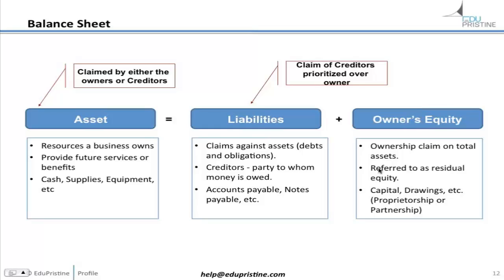But the two must be the same. So the assets must equal the liabilities and the owner's equity. And if they don't, that means our balance sheet is not in balance. So the name balance is specifically about making sure that everything on one side is also on the other side.